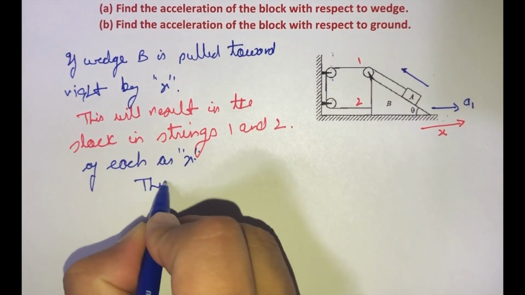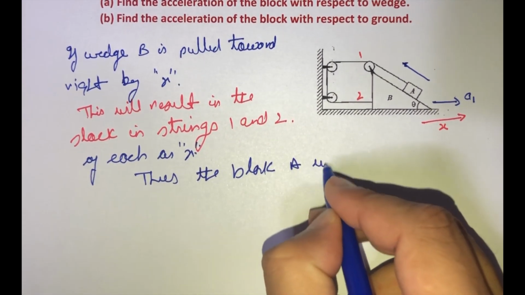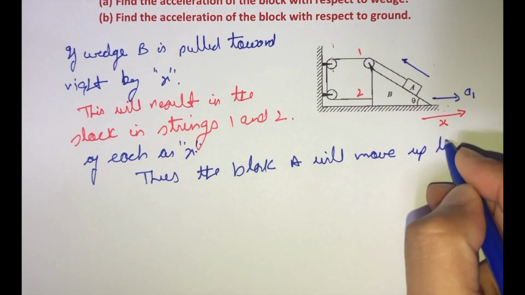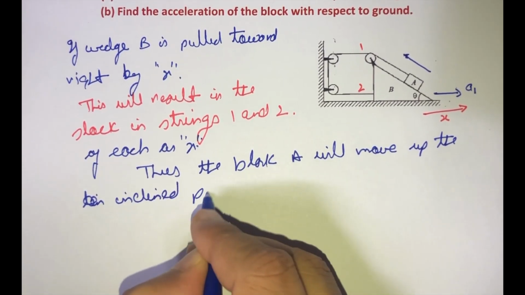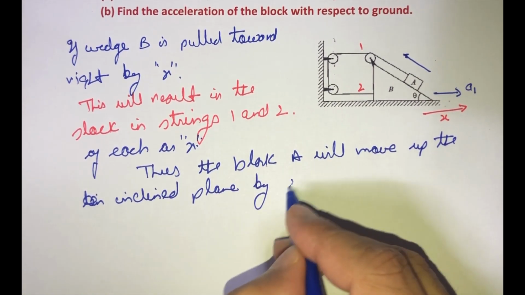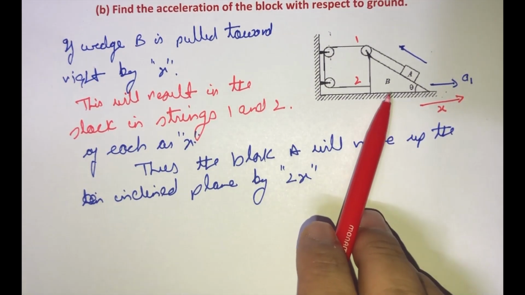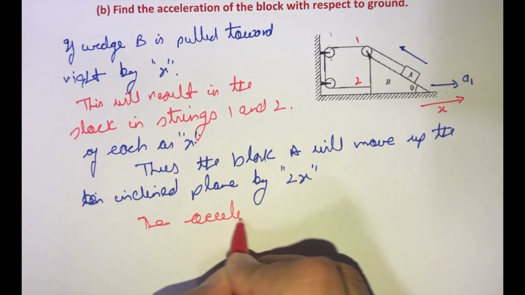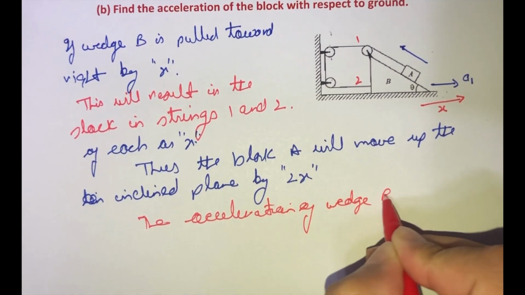Thus the block A will move up the inclined plane by 2x, and it is given that the acceleration of wedge B is A1.